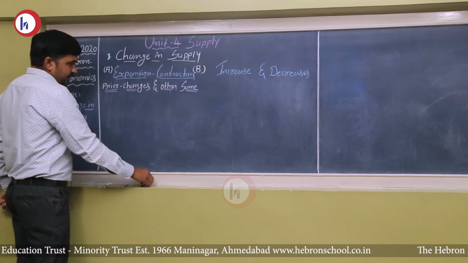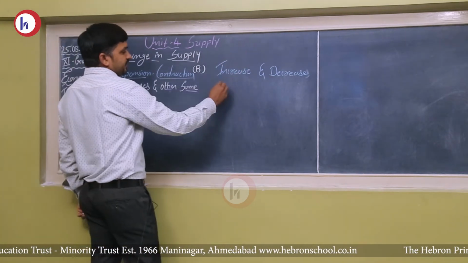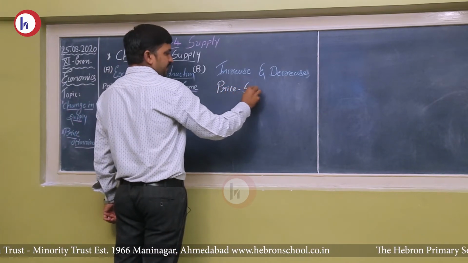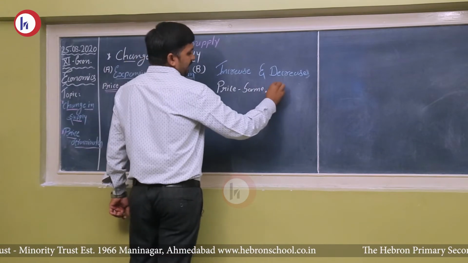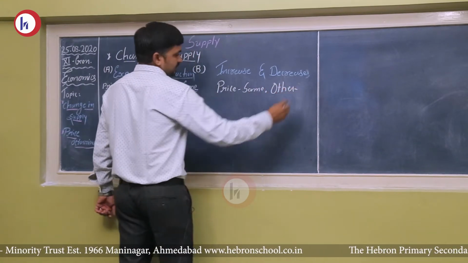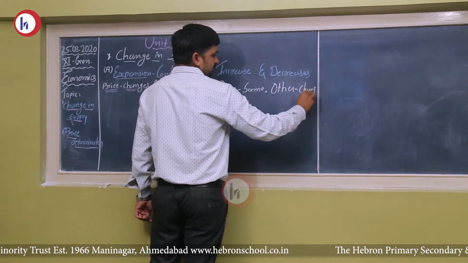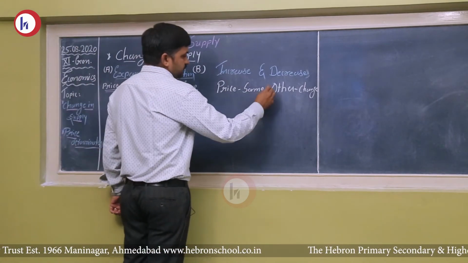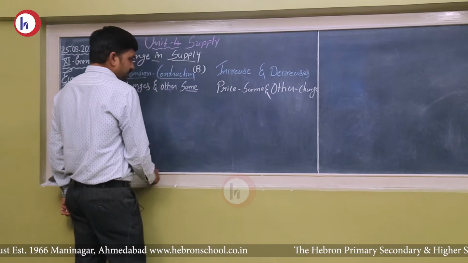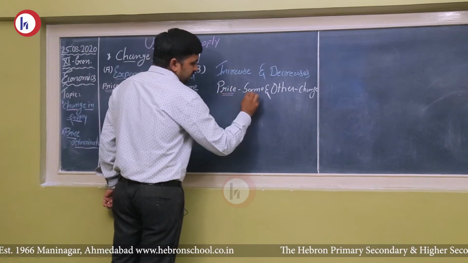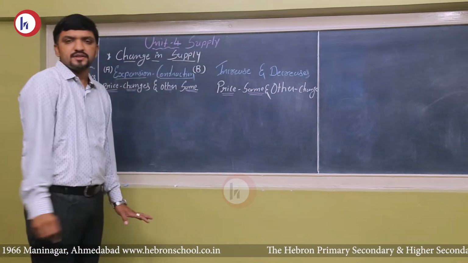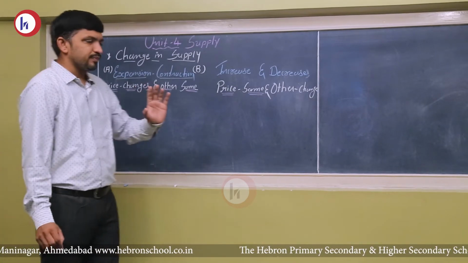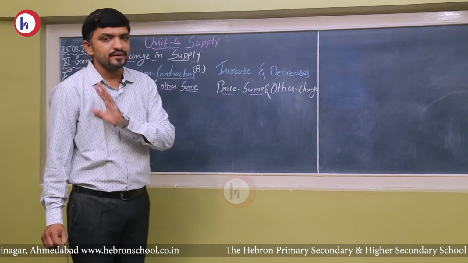See, in the same way, when we are talking about increase or decrease, here price remains same, means price remains constant, and other factors change. Again, when we are talking about increase or decrease, price remains same, which means there is no change in the price of the commodity. Still, the supply can increase or the supply can decrease.